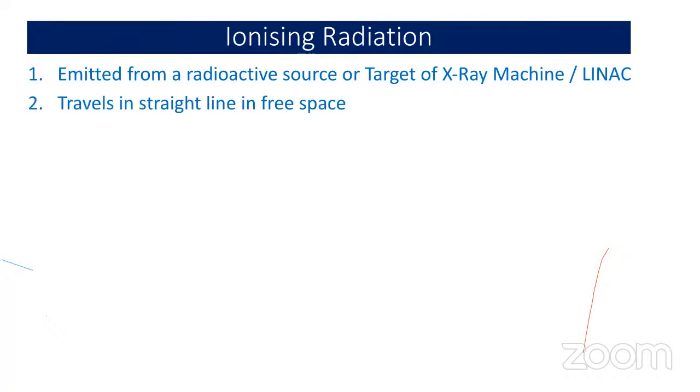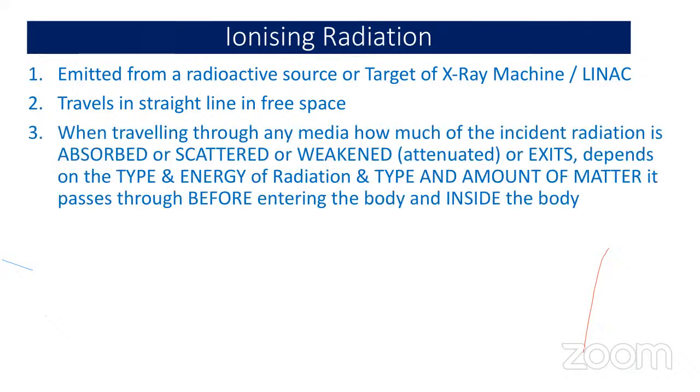It travels in straight lines in free space. And when traveling through any media, how much of the incident radiation is absorbed, scattered, or weakened, which means attenuated, or exits, will depend upon the type and energy of the radiation and the type and amount of matter it passes through before it enters the body and within the body. And after it exits the body, we are not interested, except that radiologists will talk about it.